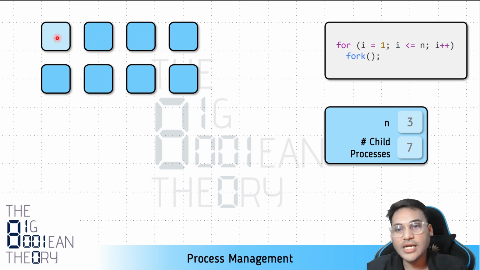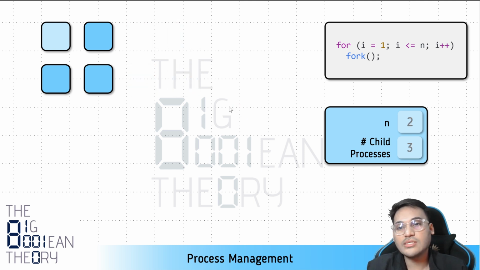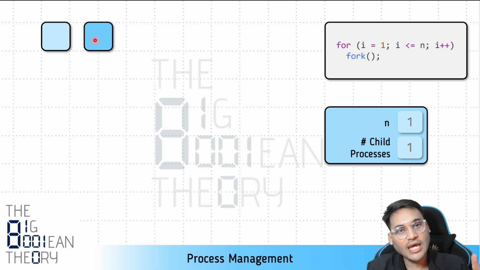And out of those 8 processes, if we exclude the initial parent process, then the number of child processes is 7. So you can see the number of child processes is doubling as we increase the value of n. As the number of fork system calls increases, the total number of processes in the system is doubling. We started with, you can see, when the value of n was 1, the total number of processes in the system was 2, right? And the number of child processes was 1 less than 2, which is 1, right?